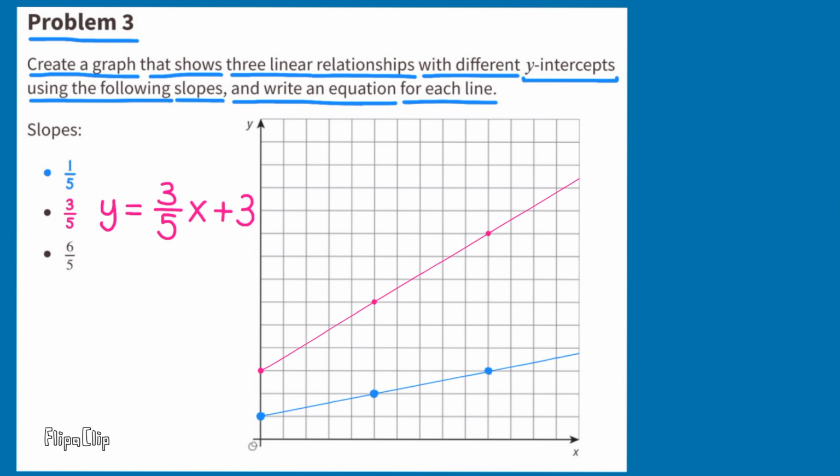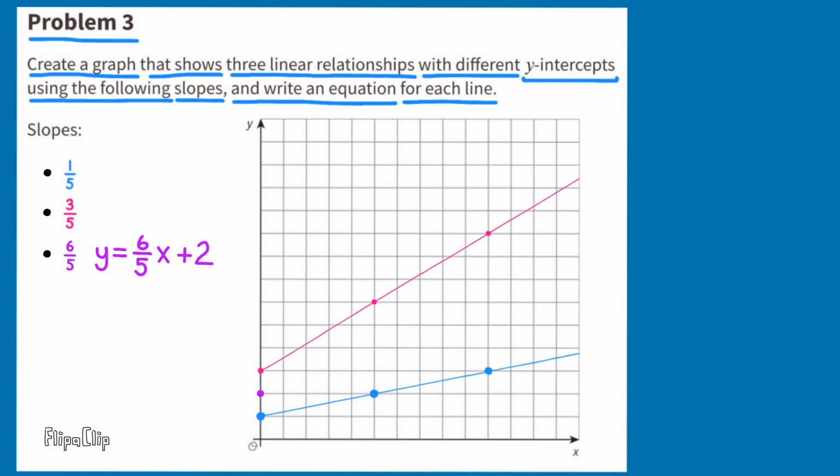And the last slope is 6 over 5. Let's start the equation with y equals 6 over 5 times x. Let's make this y-intercept 2. So now the equation would read y equals 6 over 5 times x plus 2.